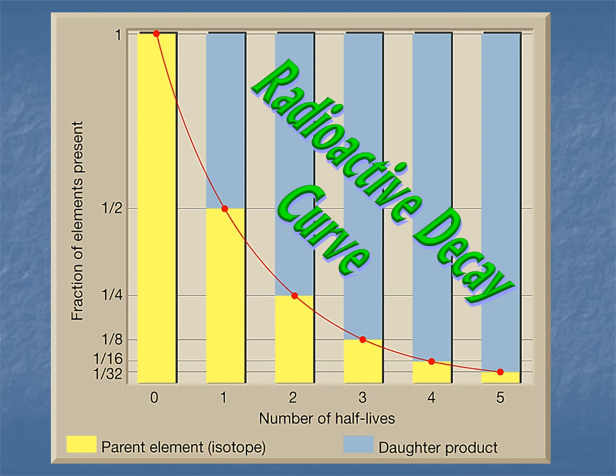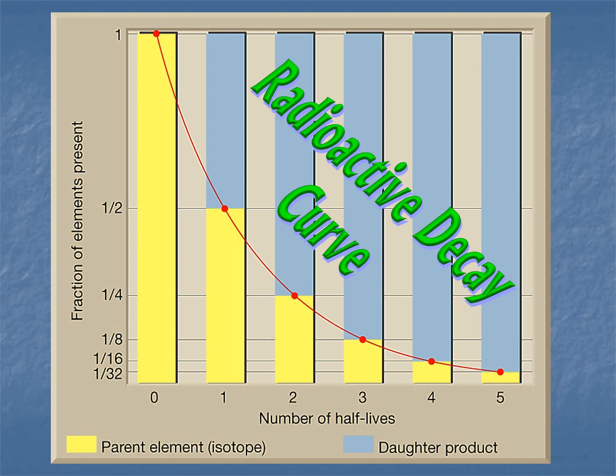Then after 1 half-life, notice that it drops down to 1/2, half of your original sample, or 50%. And then at the next half-life, you will divide that by 2 again. You will have 1/4, or that would be 25%, and so on, just like we just saw on the bar diagram before. So notice how this radioactive decay curve works for any radioactive element.